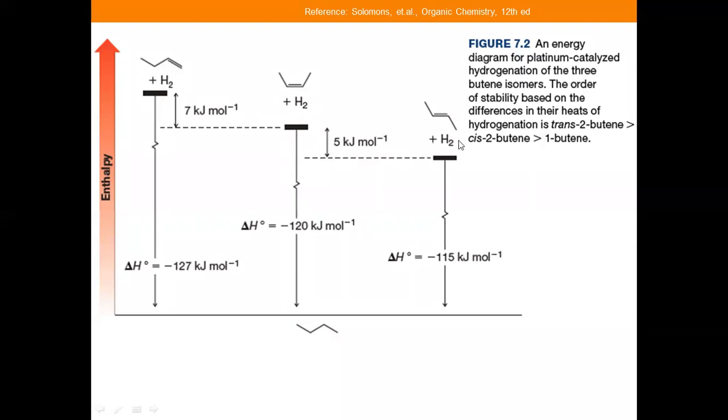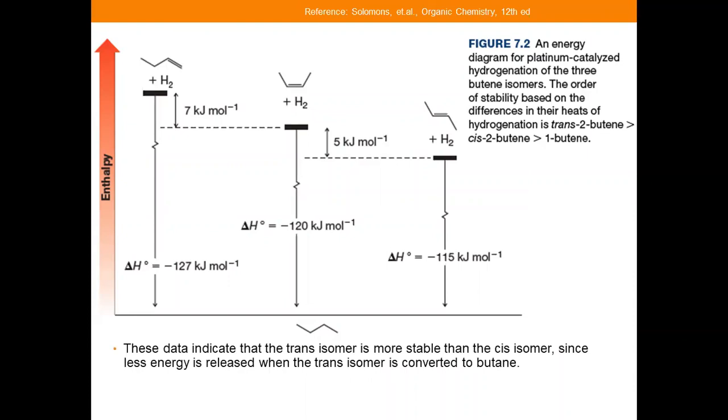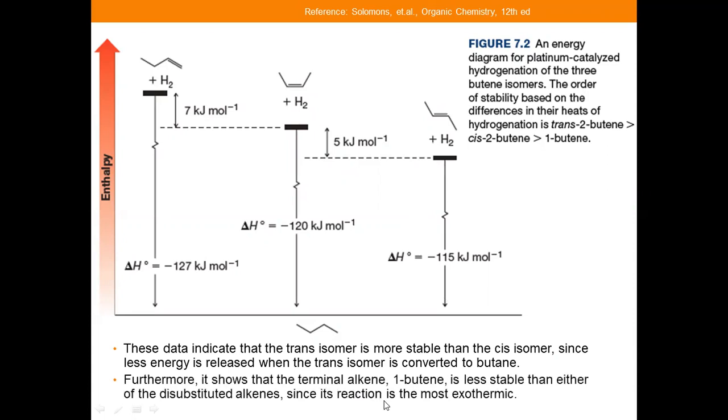And as compared to the cis, the 1 degree or the less substituted alkene here would have the highest degree of hydrogenation. So this data indicates that the trans isomer is more stable than the cis, this one. And the terminal alkene, like this one, is less stable than the disubstituted. So we can infer from this experiment that the 1-alkene, or 1-butene, is less stable than the disubstituted alkene here.